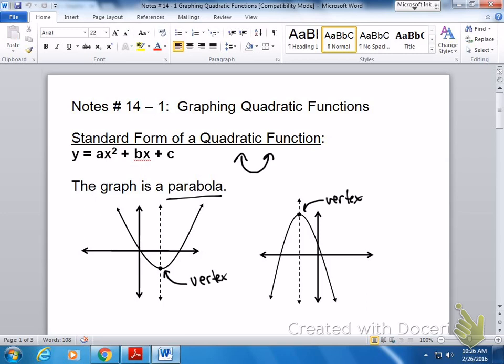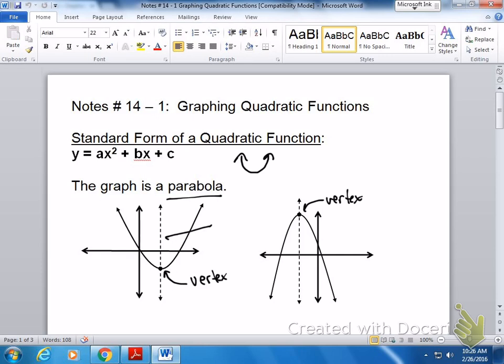Now, the vertex is the point where our graph goes the other direction. Like if you look at this one on the left, it's coming down, it's coming down, it's coming down, but then it hits the vertex. Now it's going back up. Same thing in the other one. It's going up, hits the vertex. Now it's moving back down.